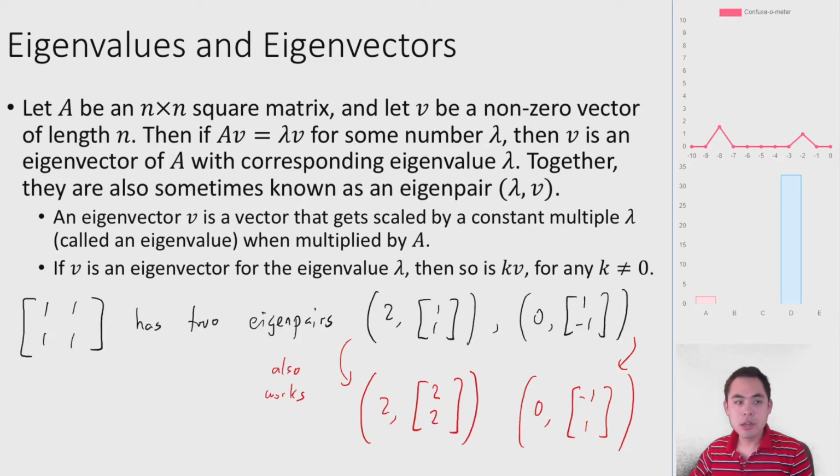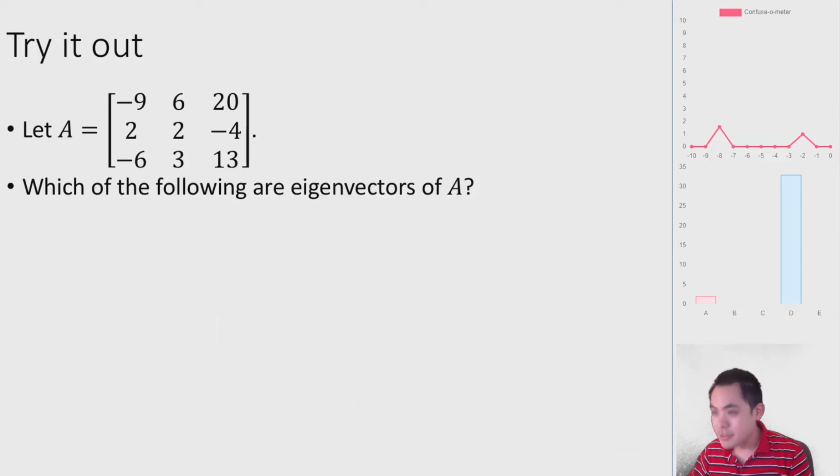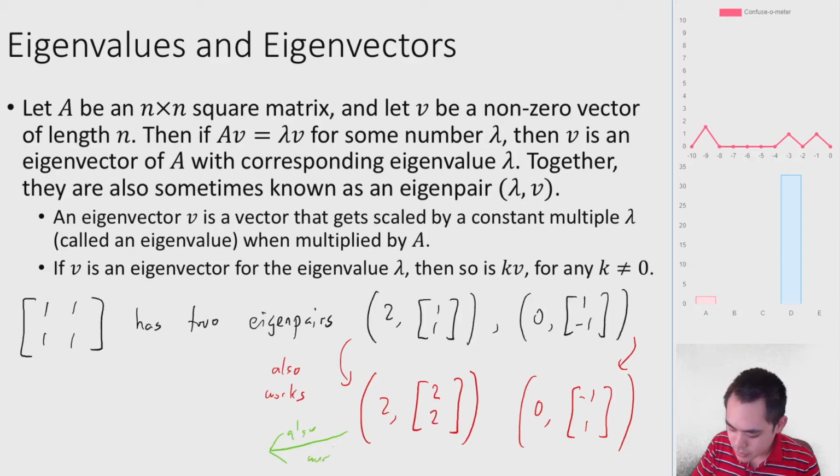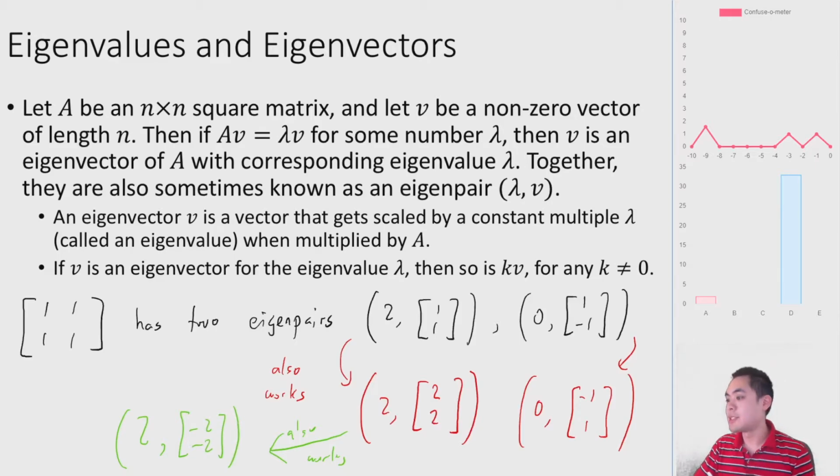Let's go on. Oh, I have a typo on my next slide. So, let's suppose we have a vector like this. Which of the following are eigenvectors of A? Oh, yeah. Let me go back to the previous slide and answer this question. 2 and minus 2, 2 also works. Minus 2, minus 2, that is also an eigenvector. Or something like 0, minus 2, positive 2.